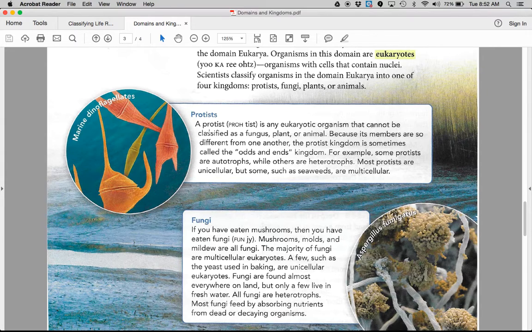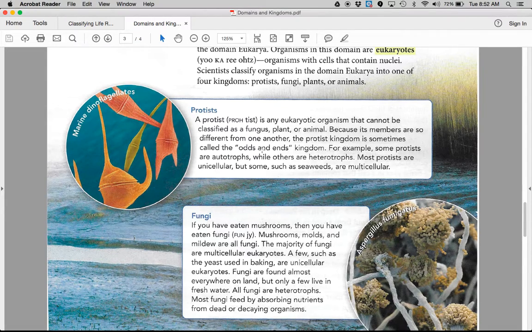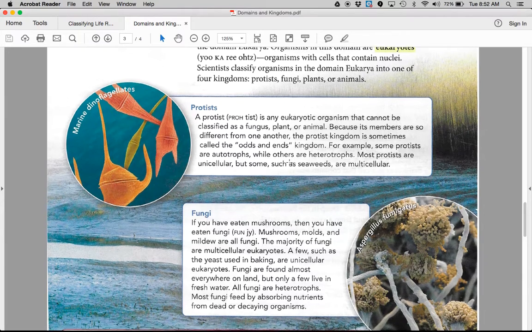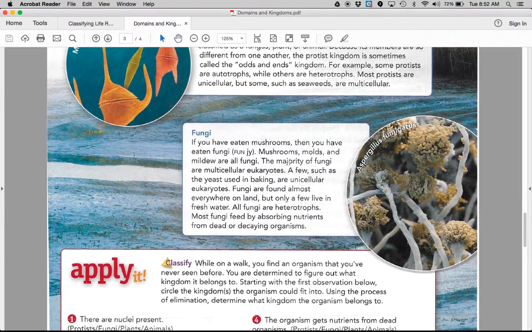A protist is a eukaryotic organism that cannot be classified as a fungus, plant, or animal. Because its members are so different from one another, the protist kingdom is sometimes called the odds and ends kingdom. For example, some protists are autotrophs while others are heterotrophs. Most protists are unicellular, but some, such as seaweed, are multicellular.